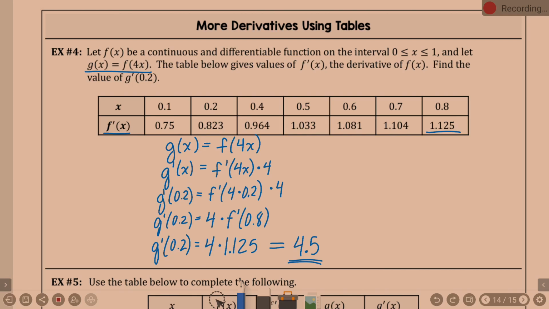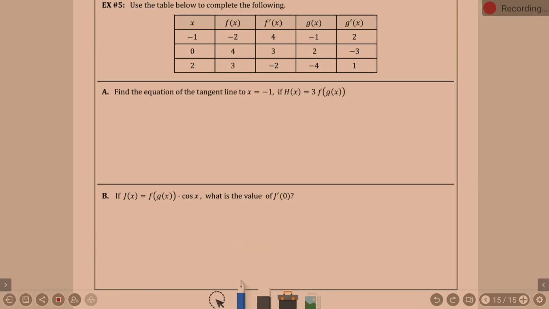Okay. Let's try example 5. Use the table to complete the following. So notice they give me f, f prime, g, and g prime, all for -1, 0, and 2. Find the equation of the tangent line at x equals -1 if h of x equals 3 times f of g of x.